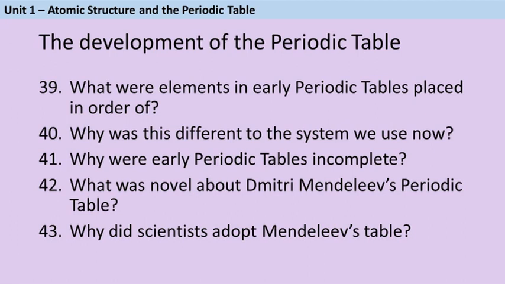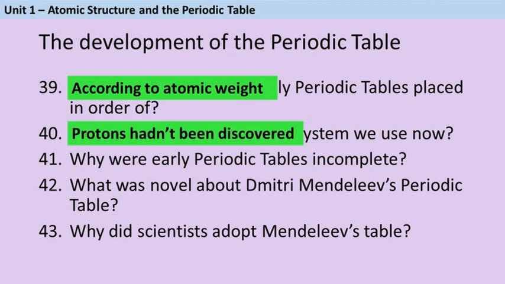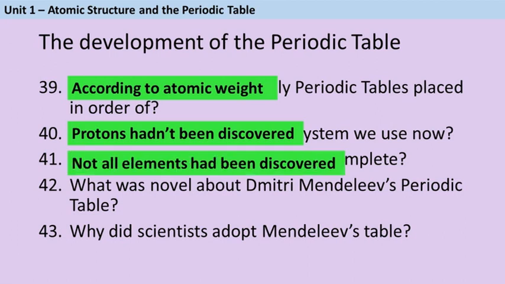The early periodic tables put elements in order of atomic weights. The reason for that is that when the first periodic tables were being constructed, nobody had even discovered a proton yet, so we couldn't arrange things by proton number or number of electrons or anything else because we didn't know those particles existed. When scientists were first trying to write a periodic table, they hadn't discovered all the elements yet. They only had about half of them, and so for that reason they were incomplete.